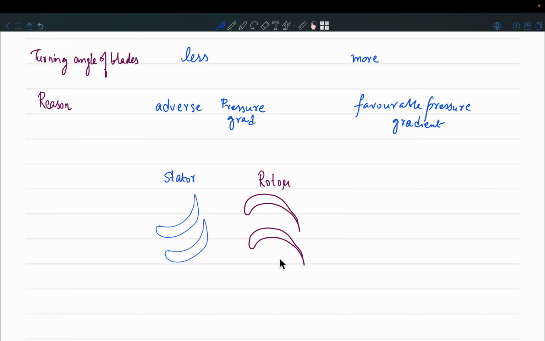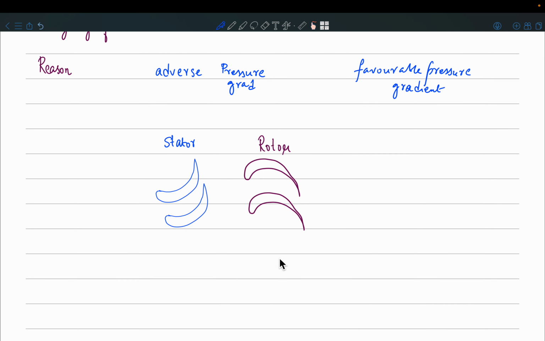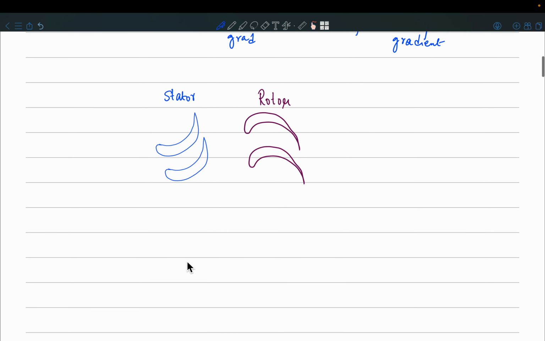That is why in one stage of a turbine you will see that the stator and rotor blades are turned by a large angle, as you can see over here. As you move from one end of the stator to the other, you can clearly see the area is decreasing, so velocity will be increasing, which is what happens in a turbine. Now we can draw the velocity triangles over here.